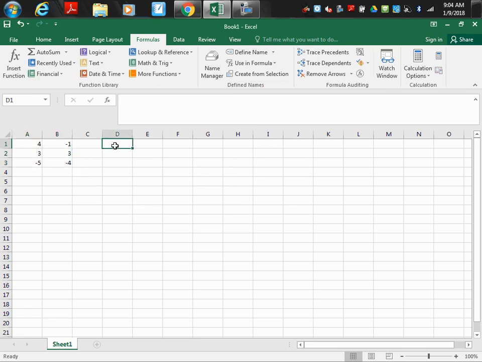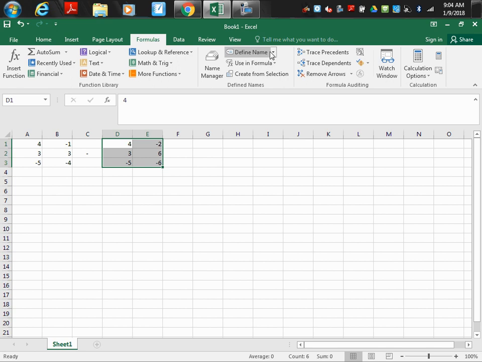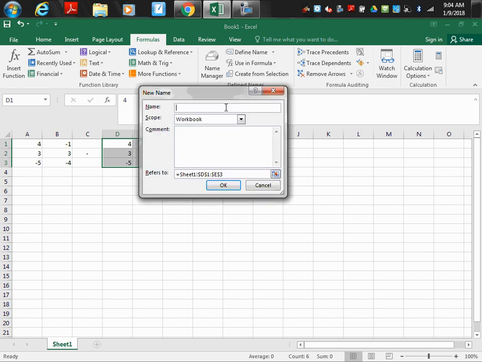So then we're going to scoot over and we want to subtract. So I want that centered, my subtraction sign. Tell me what I'm doing. So this one is 4, -2, 3, 6, -5, -6. All right, so this one, highlight it, Formulas, Define Name, and we're going to call this one Array C.